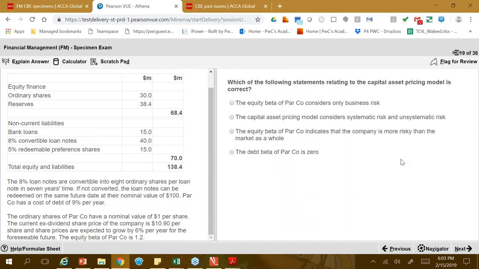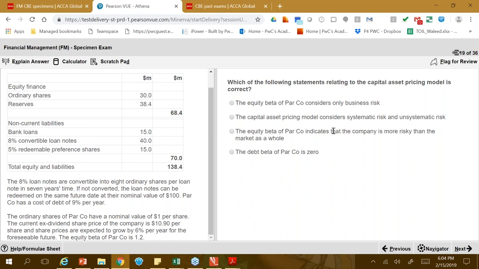Which of the following statements relating to the capital asset pricing model is correct? The equity beta of par considers only business risk. Well, you already gave me the answer to that, but the equity beta has two risks, business and financial risk. So this is not right. The capital asset pricing model considers systematic and unsystematic risk. No, because the CAPM model is built on the systematic risk only, and we assume that the shareholders are well diversified away, which means the unsystematic risk is zero.